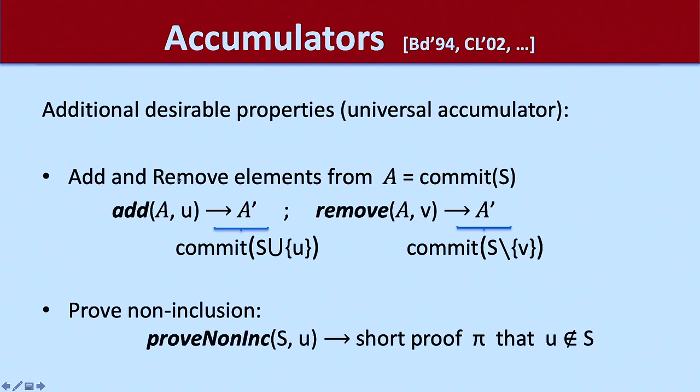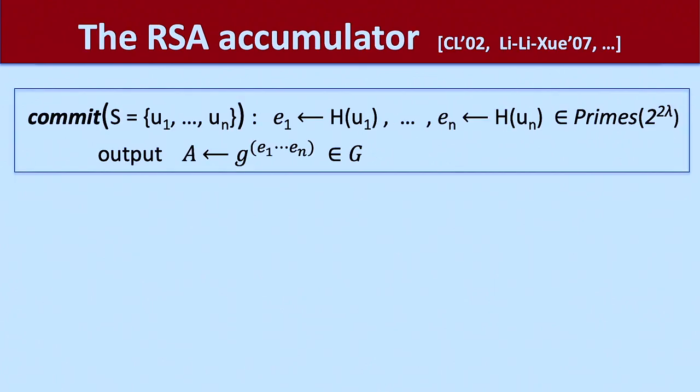There are additional desirable properties, like it should be easy to add and remove elements from the accumulator. So if I give you an accumulator and an element U, you should be able to add the element to the accumulator, or remove the element from the accumulator. And finally, you should also be able to prove non-inclusion: given an element U that's not in the accumulator, I'd like to prove that it's not in the accumulator. These are properties of accumulators, and Merkle trees satisfy all of them. I can prove that something is in the Merkle tree, and I can prove that something is not in the Merkle tree. However, there are these algebraic accumulators, the RSA accumulators, that turn out to have more interesting properties than just Merkle trees. So let me quickly remind you, what is the RSA accumulator? If we want to accumulate values U1 to UN, again, we're going to hash the values to primes.